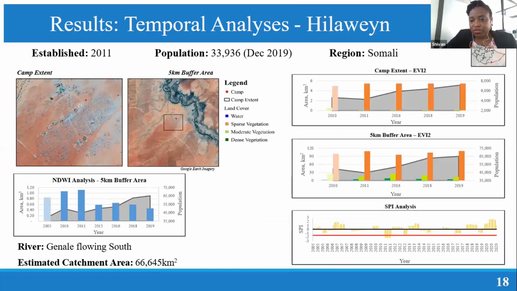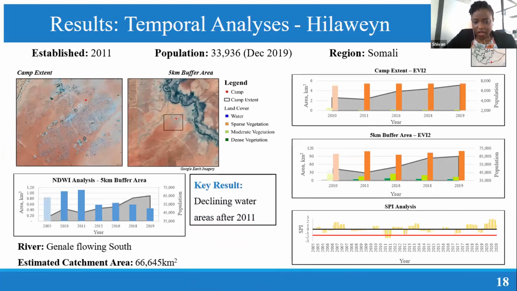When it came to further analysis of the areas, virtually not much information could be extracted because it's predominantly sparse vegetation. And so we can see that this methodology was not very good for the dry or arid context. And the key result we got from this camp is that there was declining water areas after 2011. Detailed hydrological analyses are needed, though, to confirm the extent and also the causes of this decline.